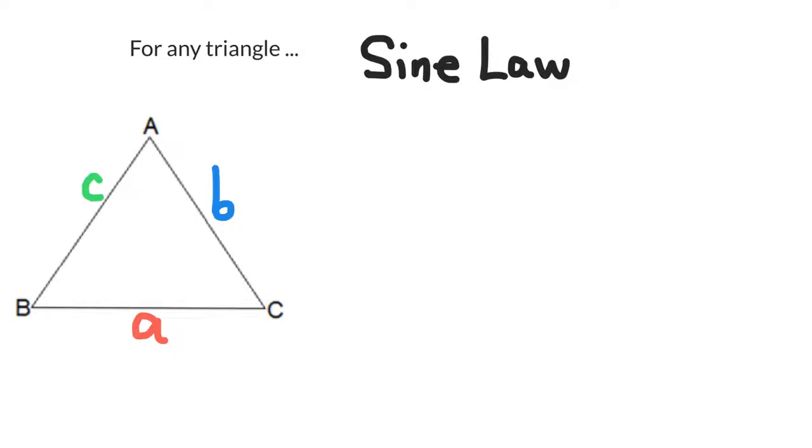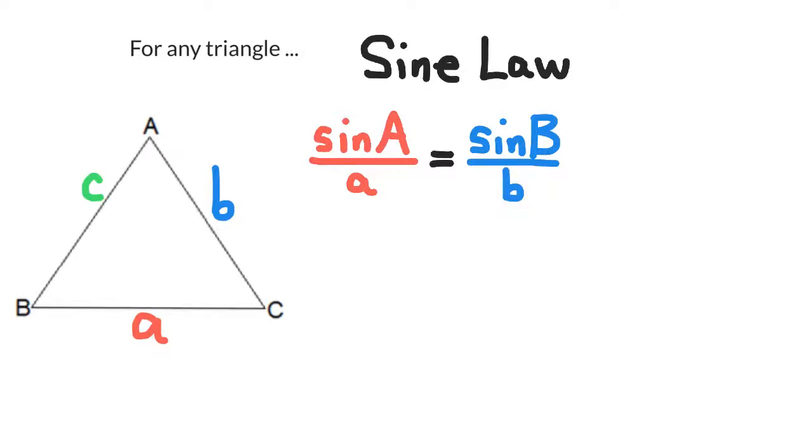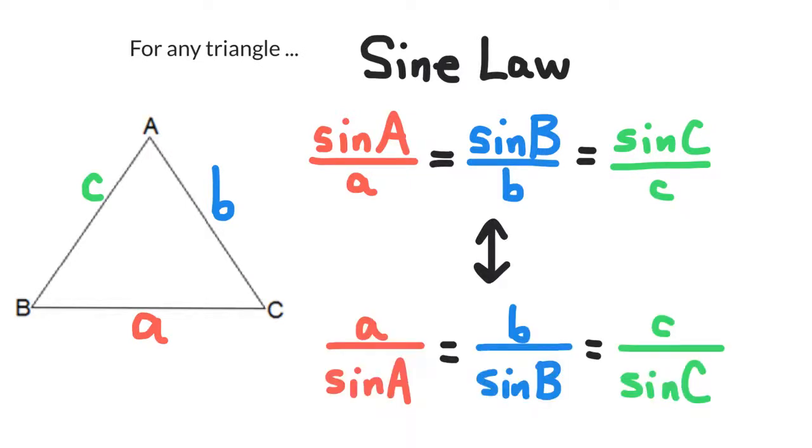The sine law states the following. The ratio between the sine of angle A and the length of its opposite side is the same as the ratio between the sine of angle B and the length of its opposite side. And both of those are equal to the same ratio for C. You can write the sine law this way, or you can write it using the reciprocals. Either way you write the sine law, it means the same thing.